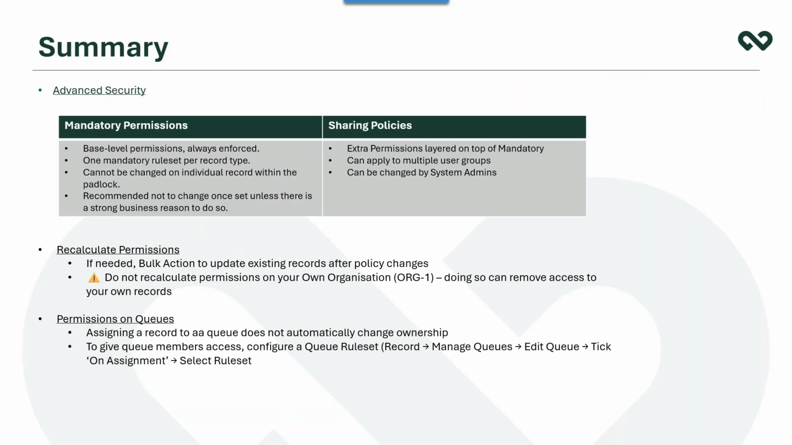And our final topic was permissions on queues. When a record is assigned to a queue, ownership does not automatically change. To allow queue members to access or edit records, you will need to configure a queue rule set. And this is done by going to the record type, selecting manage queues, editing a queue, and then ticking on assignment and then selecting a rule set. And that's a summary of all that I've covered in today's webinar.